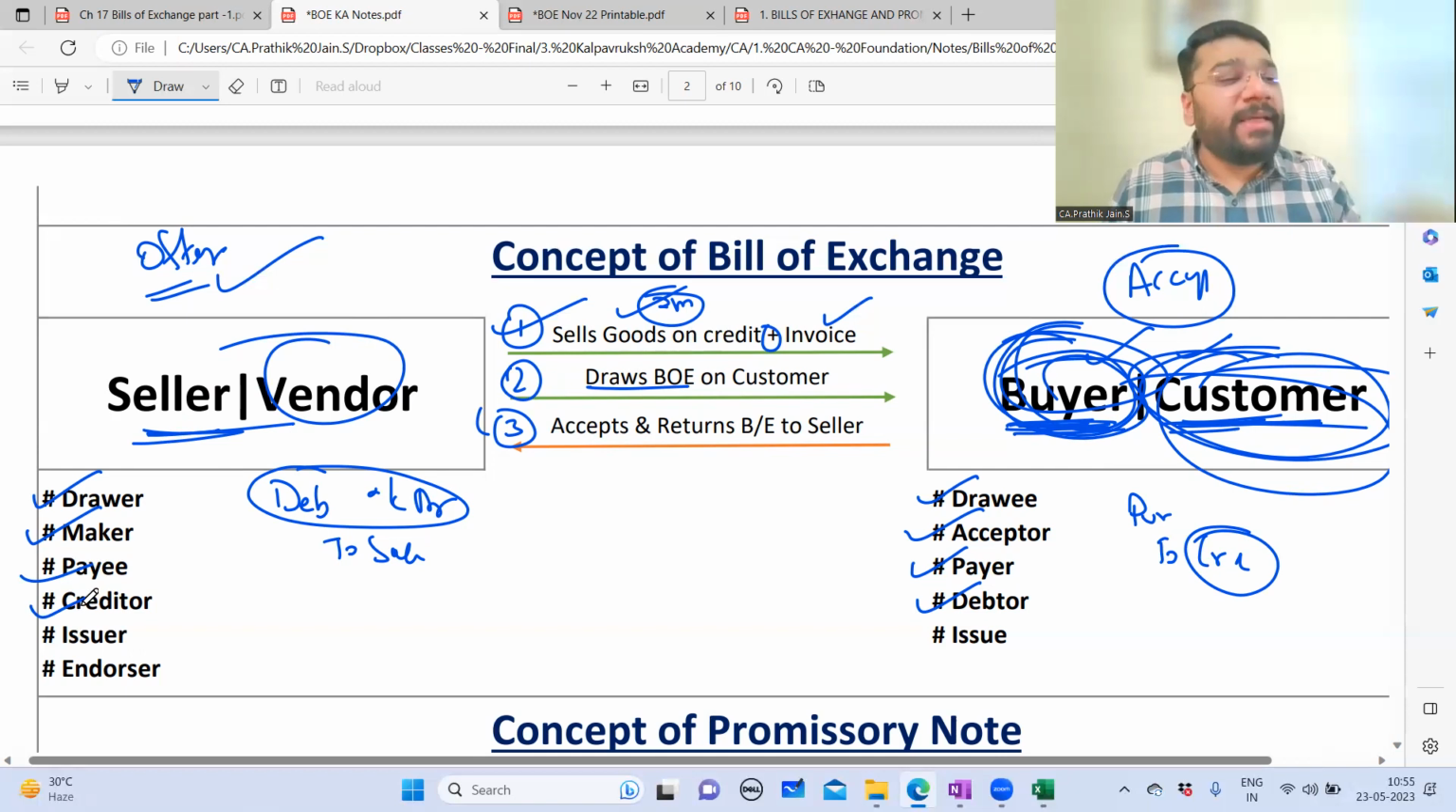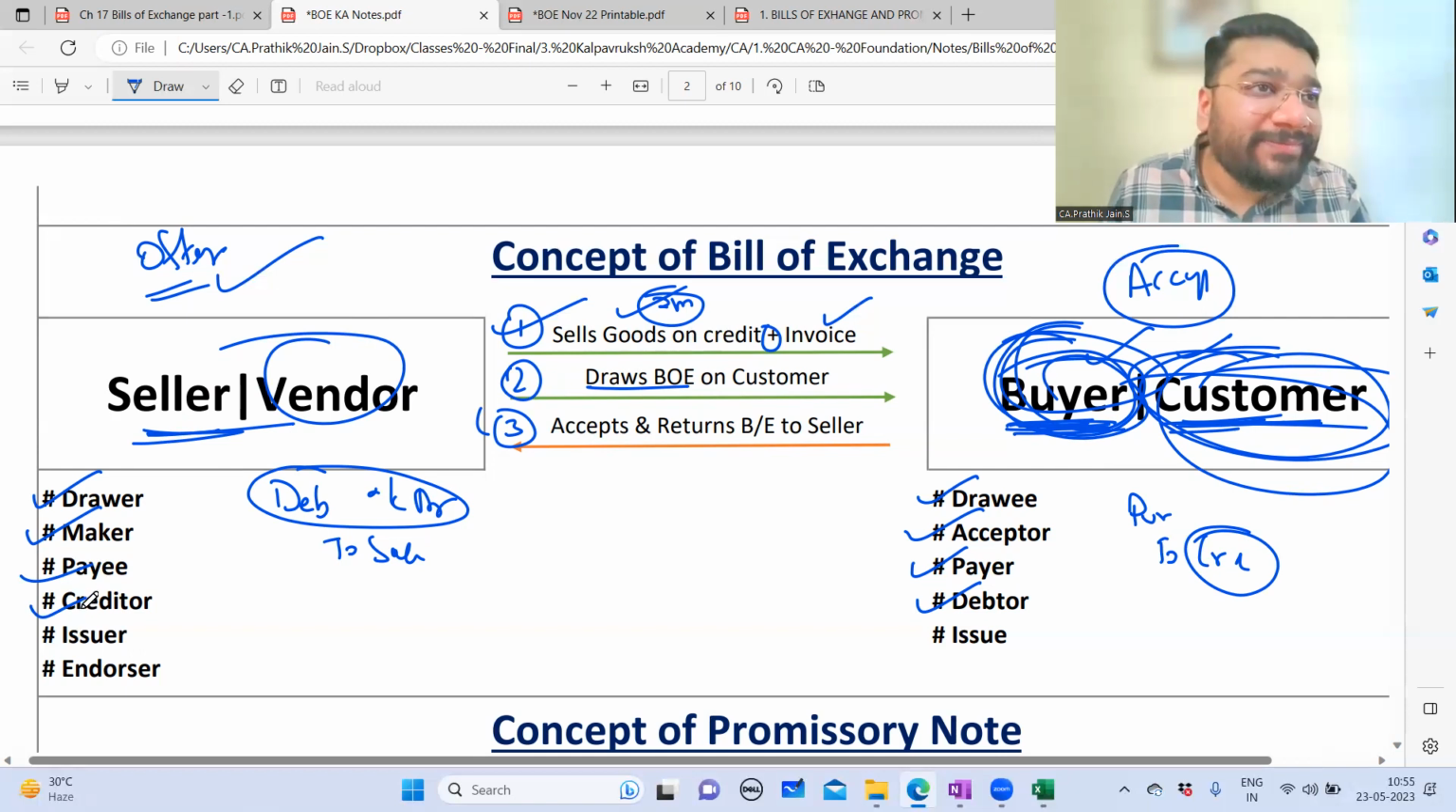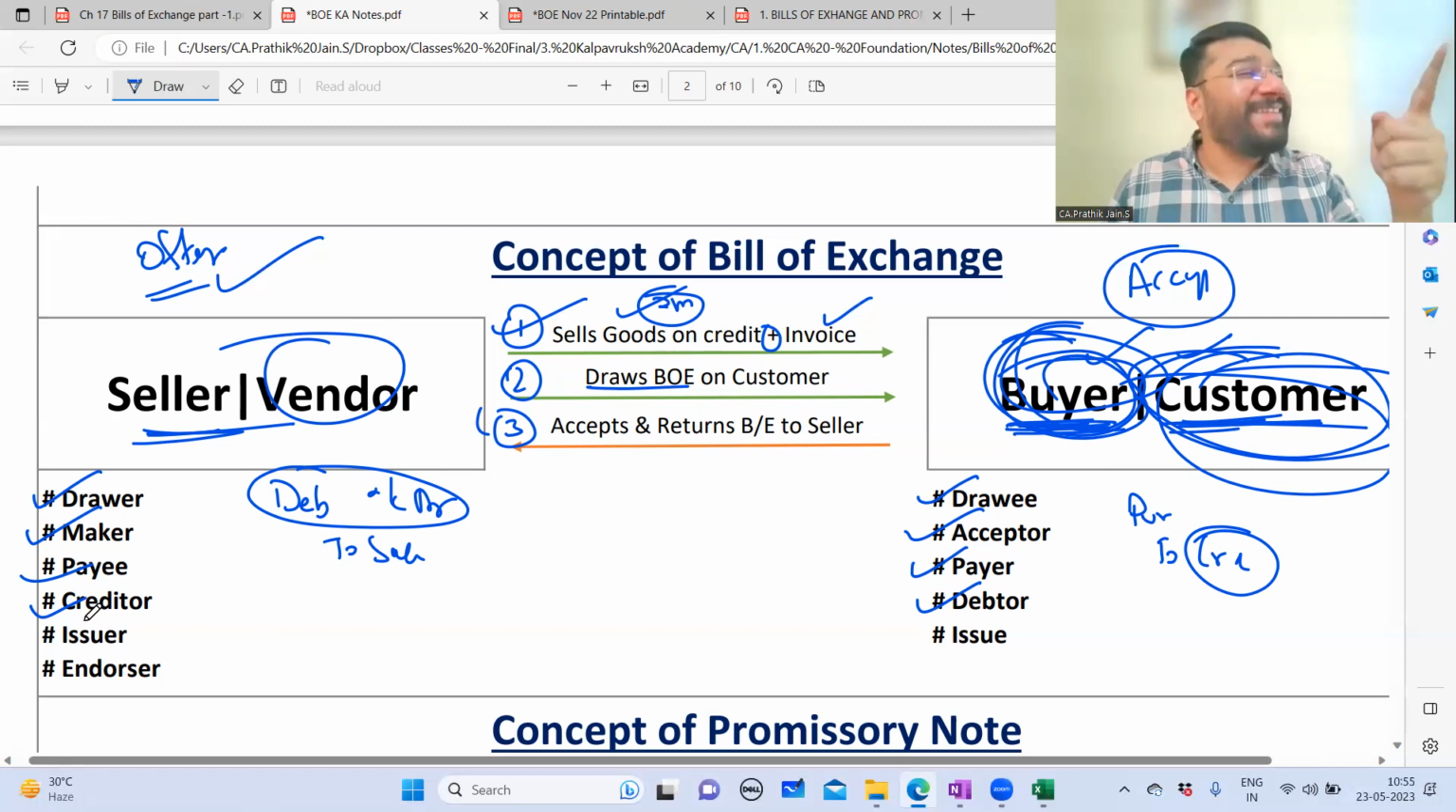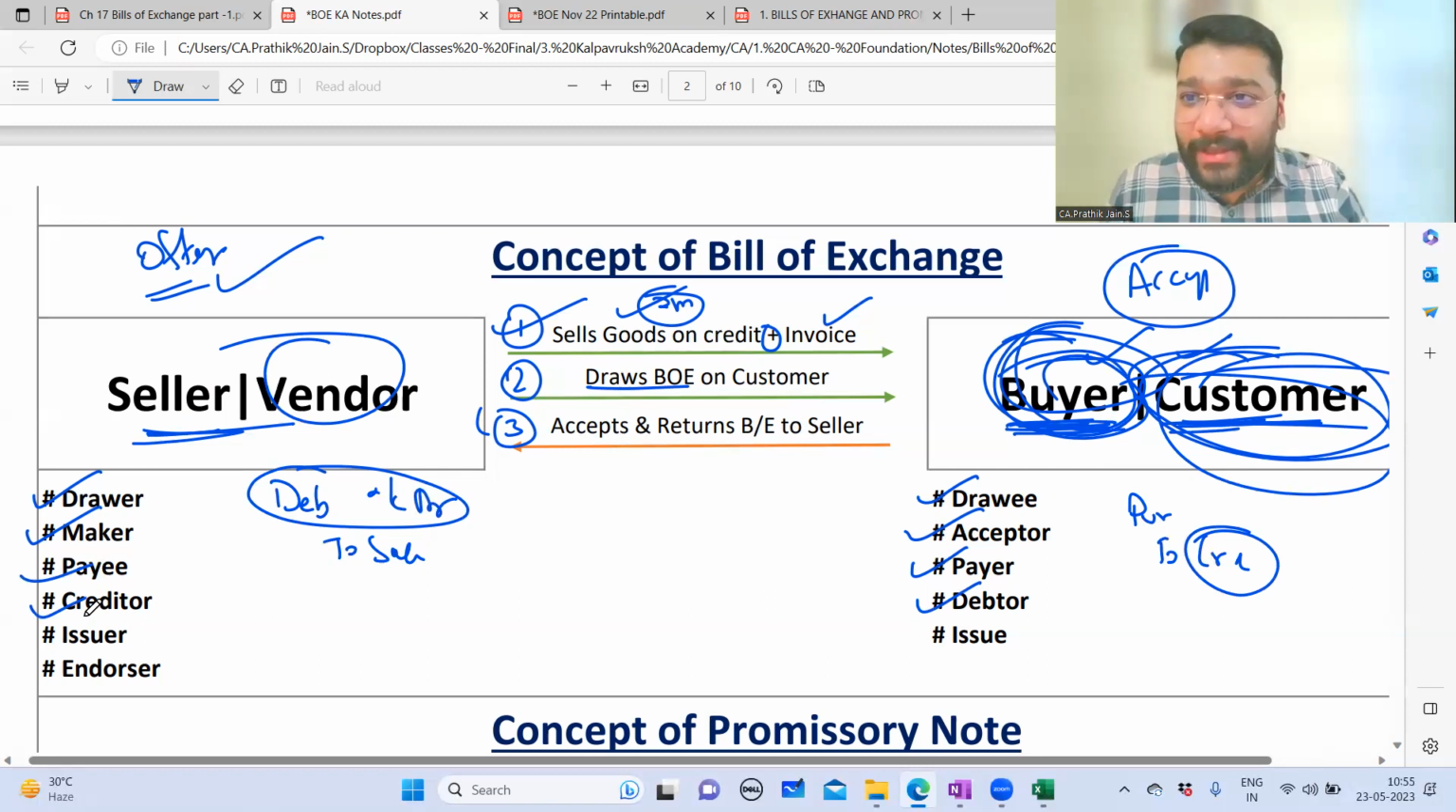Now in bills of exchange, the seller is called a debtor. True or false? See, he's thinking. Everybody is thinking. False, sir. The seller is called a creditor. Online people, hello, all of you there? Or slept?